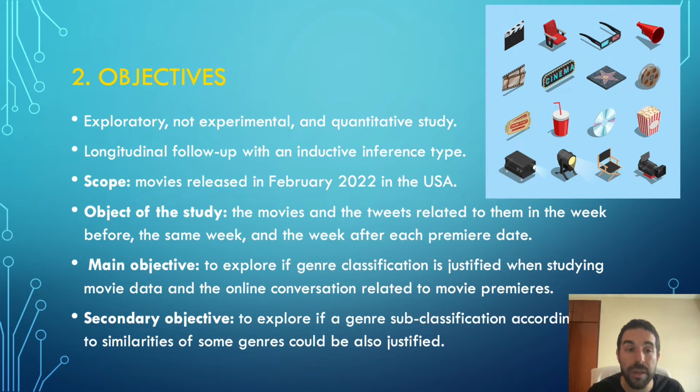The main objective is to explore whether genre classification is justified when studying movie data and the online conversation related to it. The secondary objective is to explore whether a genre classification can be used according to the similarities of some genres in front of the others. In this case, we are going to use the classification form of action, adventure, and others.